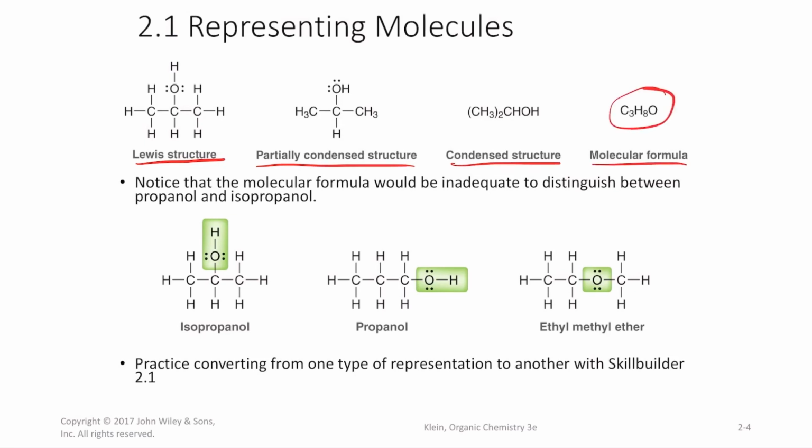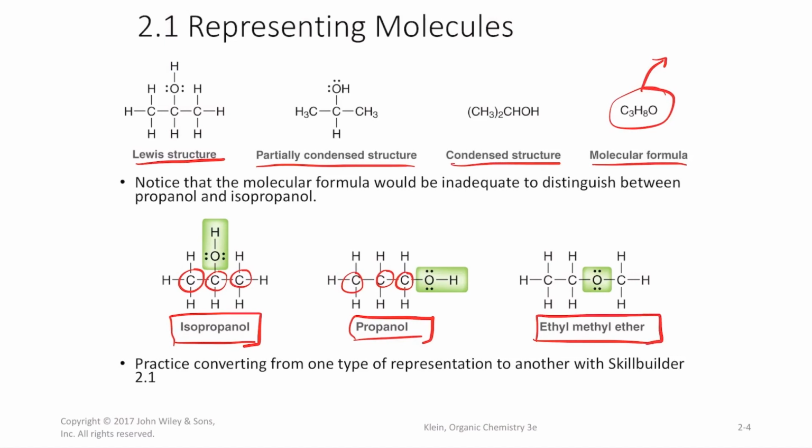The common ones are Lewis structure, partially condensed structure and molecular formula. Why do we not use molecular formula? The problem we don't use molecular formula in organic chemistry is because it does not show the diversity of molecules. Take the example of isopropanol, propanol and ethyl methyl ether. All of these molecules have the same number of carbons, hydrogens and oxygens. All three are different molecules with the same molecular formula. So the reason we don't use molecular formula is because it does not represent isomers. This is one of the main reasons why we don't use it.